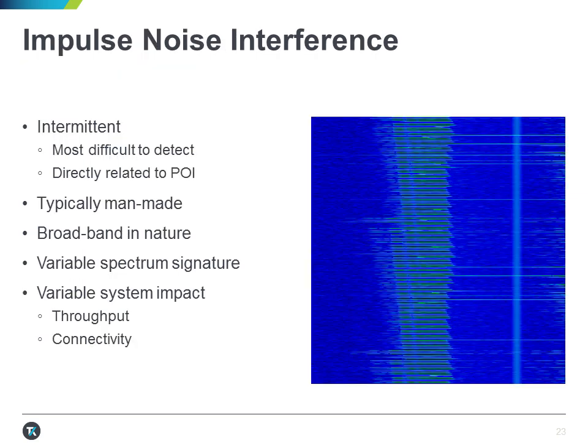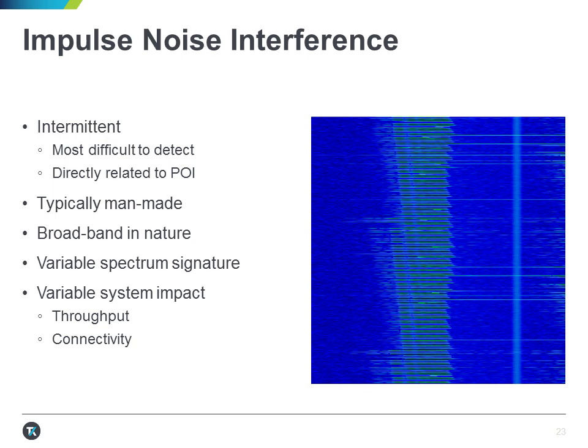Impulse noise is defined as man-made interference. Essentially what we mean by this is that it's RF interference that's coming from some sort of mechanical or electronic device that is man-made. In general, it's broadband, meaning it will cover sometimes hundreds of kilohertz or even tens of megahertz of spectrum.